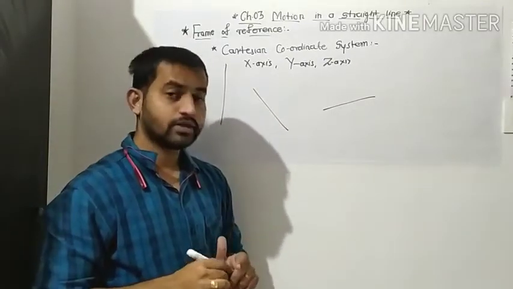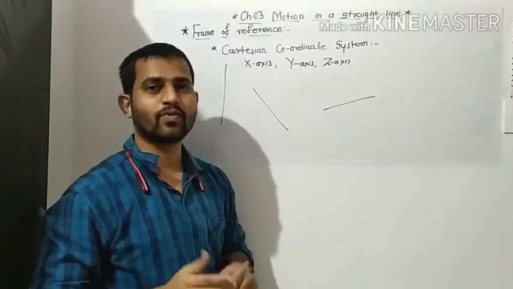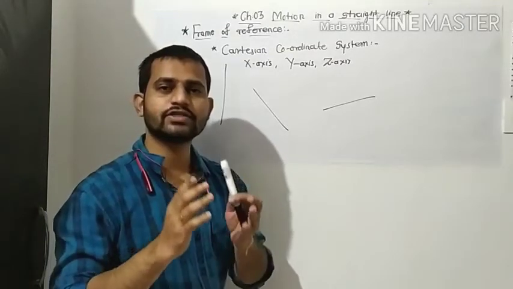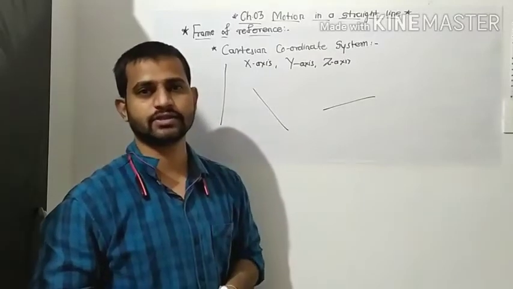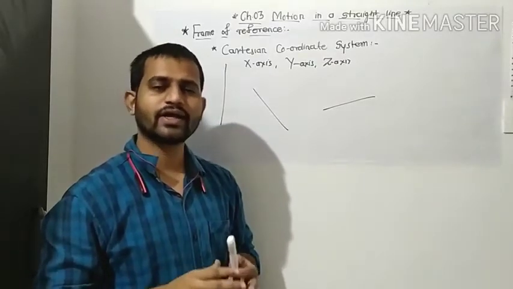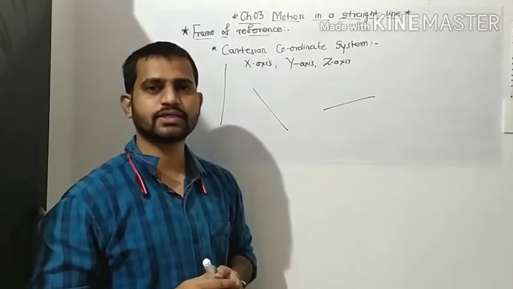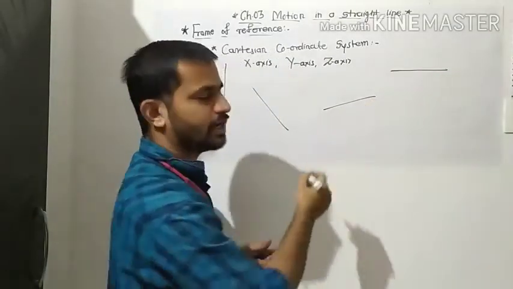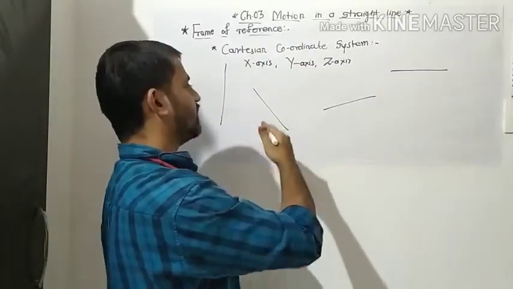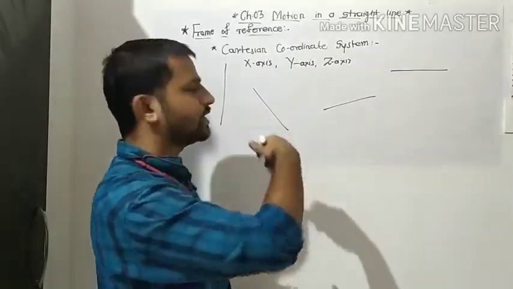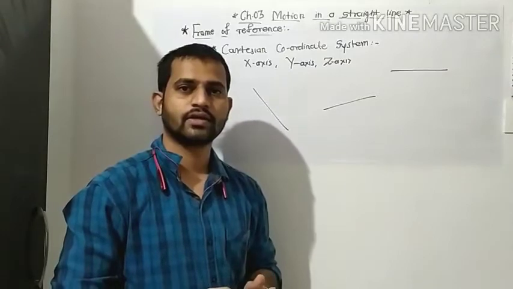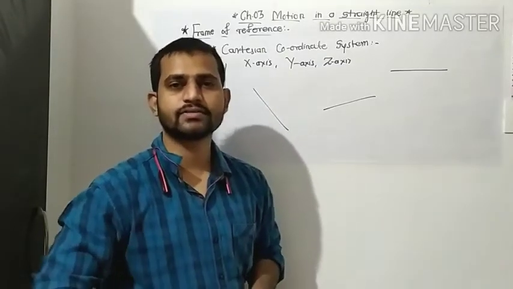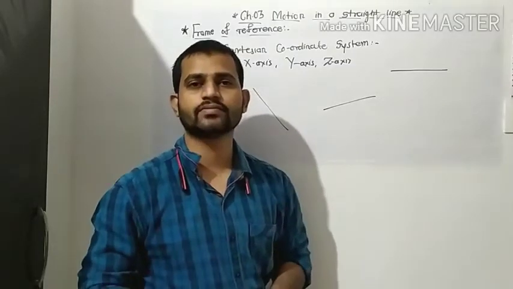But the next condition is important: while taking the y-axis, it must be at 90 degrees to the x-axis. We can take any direction as the x-axis. We can take this horizontal line, this inclined line, or this vertical line as the x-axis, but the second condition is that the y-axis must be at 90 degrees to the x-axis.